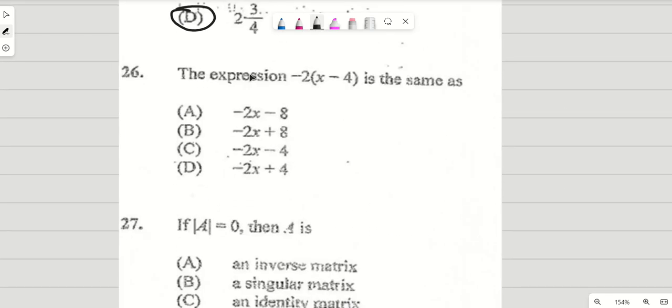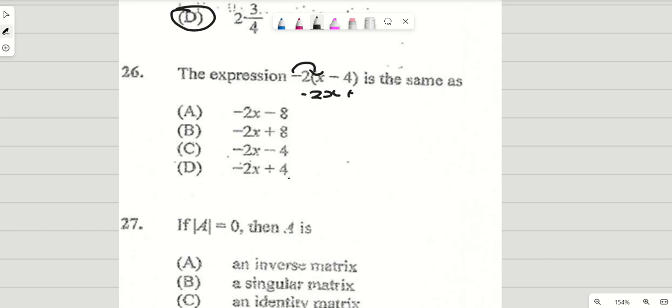Right, this question, the expression is the same as, they multiply the brackets. You just remove the brackets. Minus 2 by x is minus 2x, so all of them are correct so far. Then minus and a minus is a plus. 4 2s are 8. So we're looking for minus 2x.